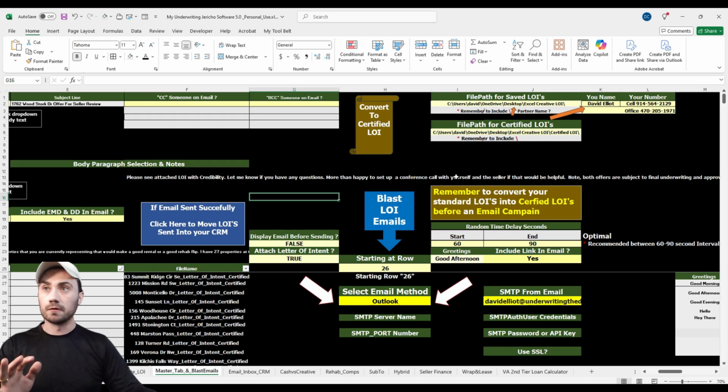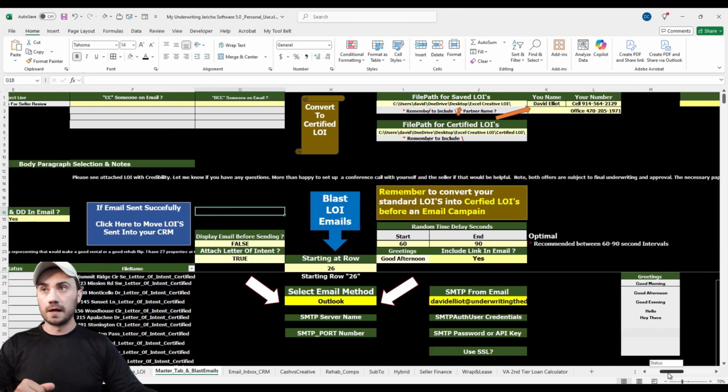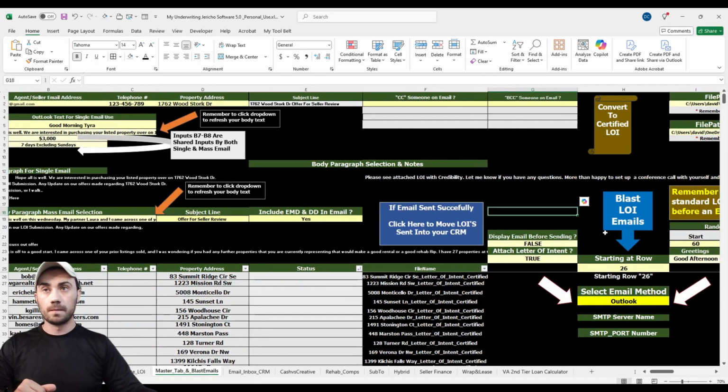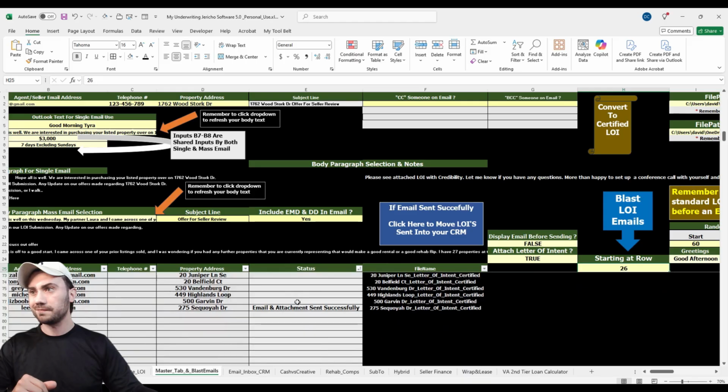And then for the next 2 hours, this is basically going to be on autopilot mode and be sending out an LOI to that recipient on your behalf. So we're pretty much done here. Row 26 is going to be our starting row. Bob, for property address 83 Summit Ridge Circle, is going to get an LOI from us first. The display email is set to false. The attached LOI is set to true.